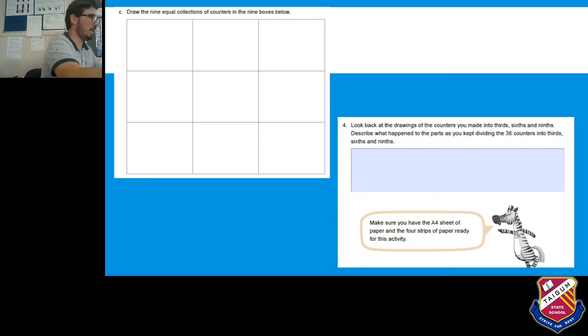Now for the next part, we need to make sure that we've got an A4 sheet of paper ready to go. So I'm going to get this. Make sure you've got an A4 sheet of paper ready. Might actually get one with nothing on it. Just like that. Okay?